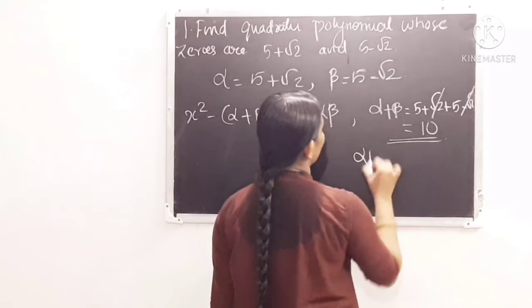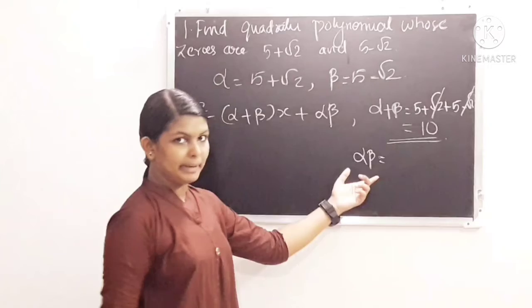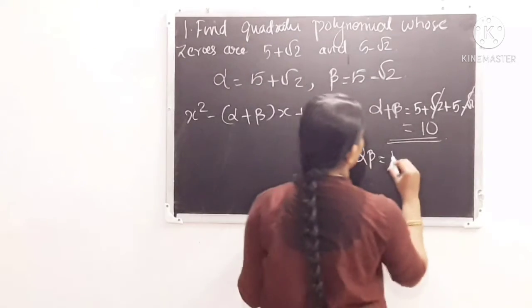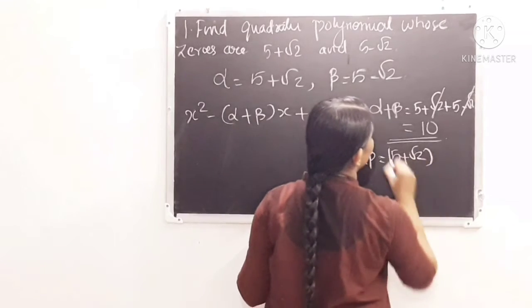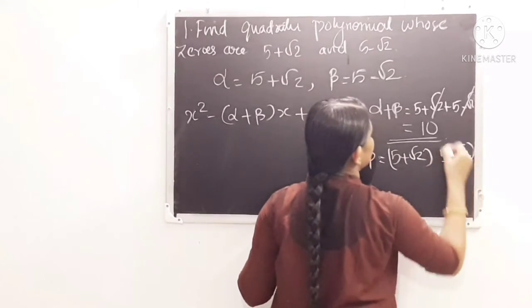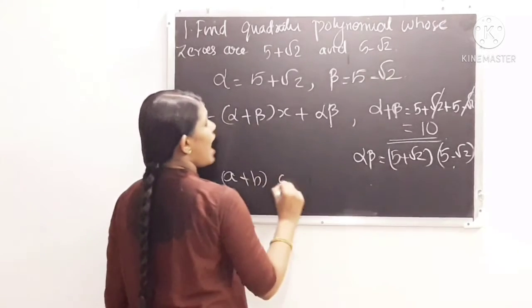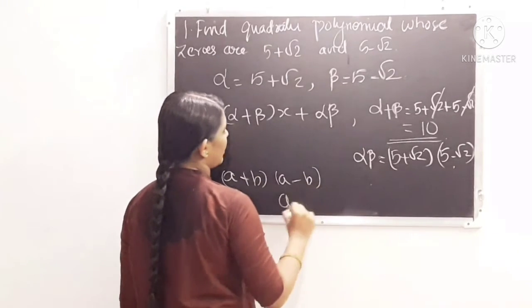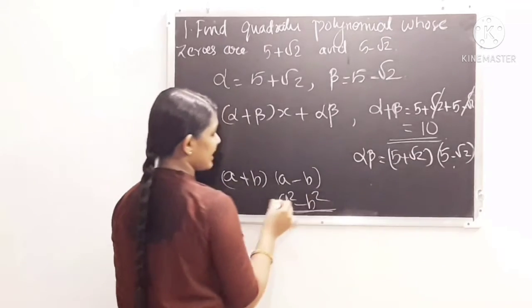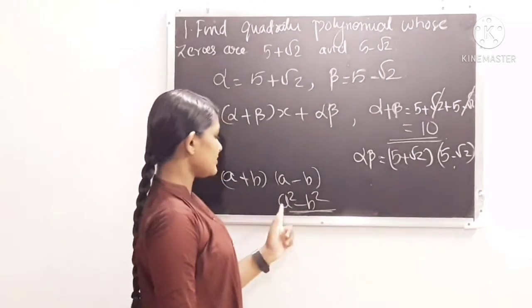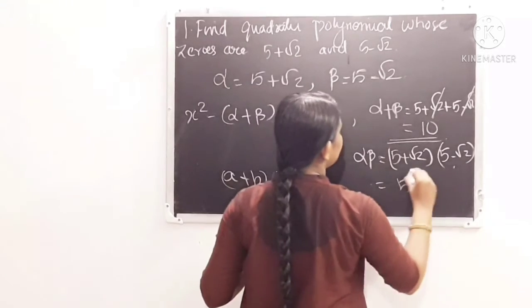And what is the product of the roots? Product of the roots means it is alpha beta, which is equal to 5 plus root 2 into 5 minus root 2. It is of the form a plus b into a minus b, which can be further written as a square minus b square. Here what is a? a is equal to 5. So this will be equal to 5 square minus b square.